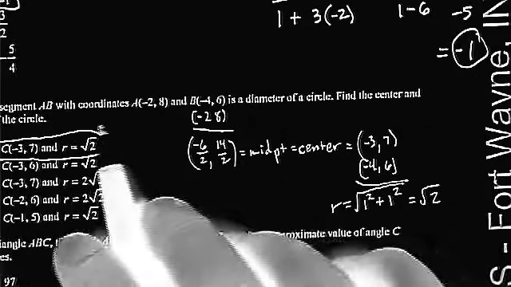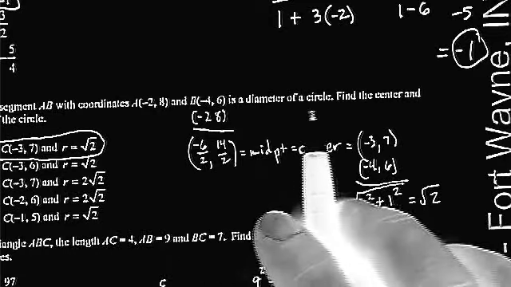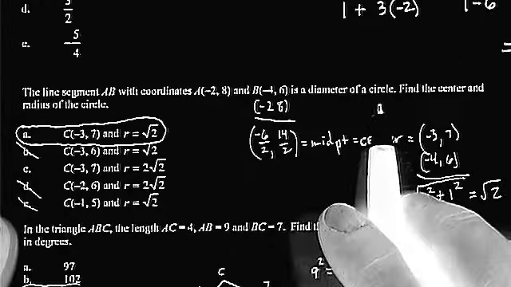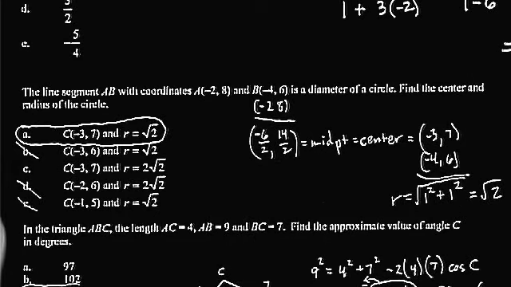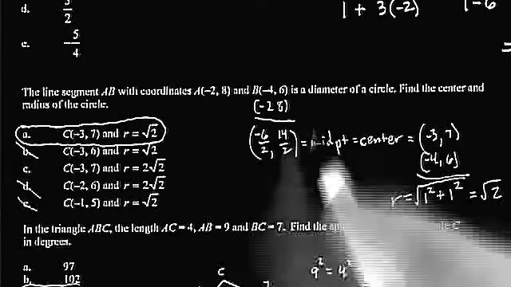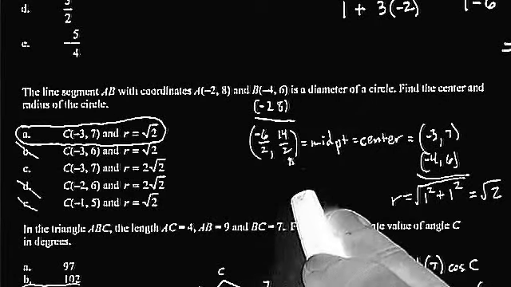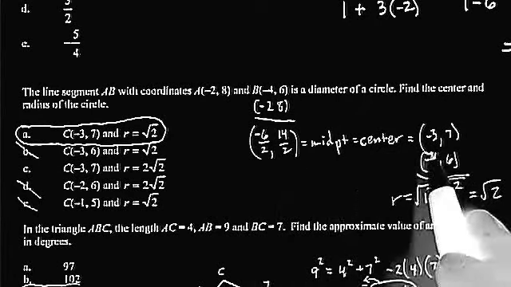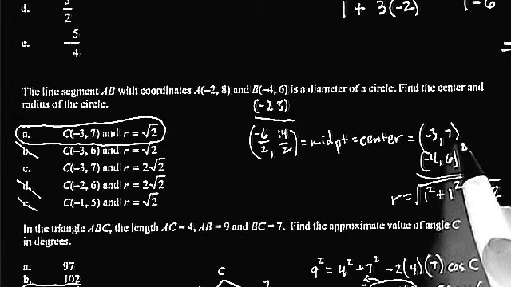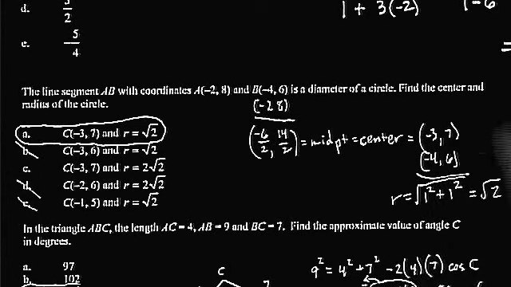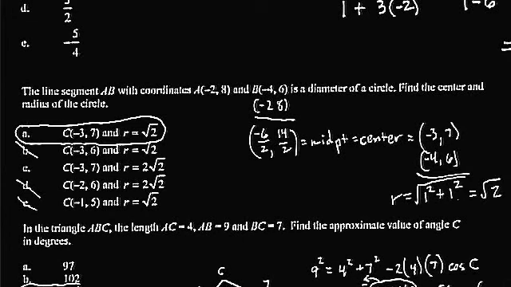31, the line segment AB with coordinates (negative 2, 8) and (negative 4, 6) is the diameter of a circle. Find the center and radius of the circle. So the center would be the midpoint of the line segment. So average x, average y. So I average the x's and the y's, and I got (negative 3, 7). And then found the distance from that to the edge of the circle. Negative 3 and negative 4 are 1 unit away from each other. 6 and 7 are 1 unit away from each other. The little Pythagorean theorem tells me that the radius is radical 2.